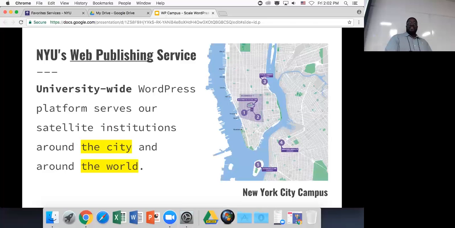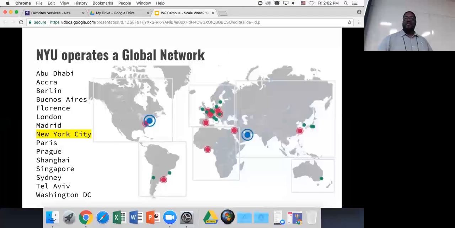So, like I said, our WordPress at NYU is what we call web publishing. WordPress is the tool that we use. And what's key about it, and the reason why we always have to think about scale, is because when we say university-wide, we don't just mean citywide at NYU. NYU is this real global institution that's been trying to grow. And I really do mean global.